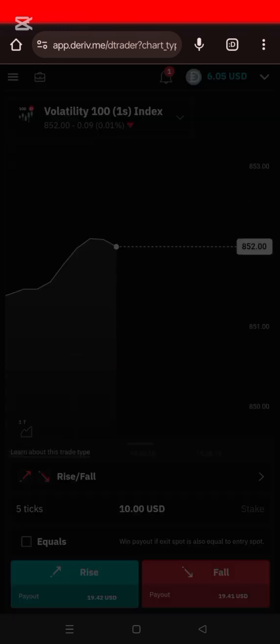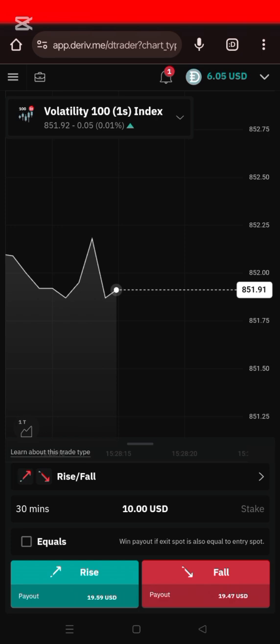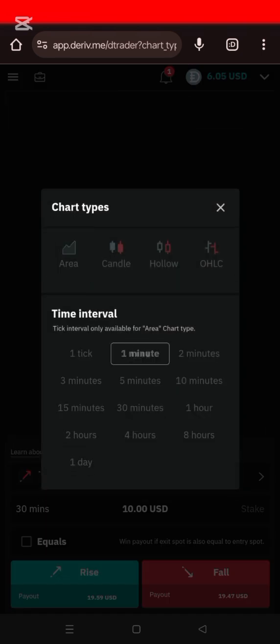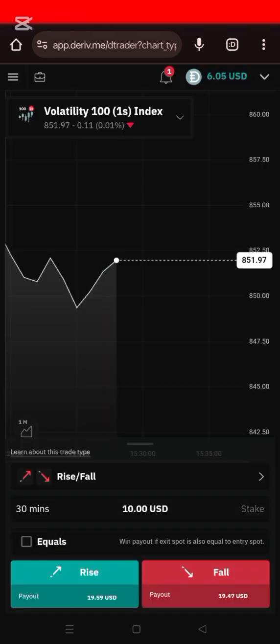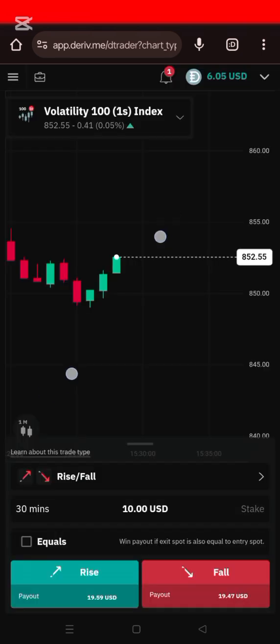FVGs, which are the fair value gaps, can act as zones of support or resistance, offering prime areas to enter trades. So look for fair value gaps on any time frame, and just know the market will go to fill those gaps. That is for swing traders.